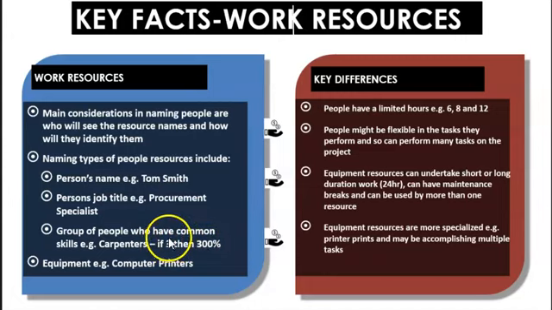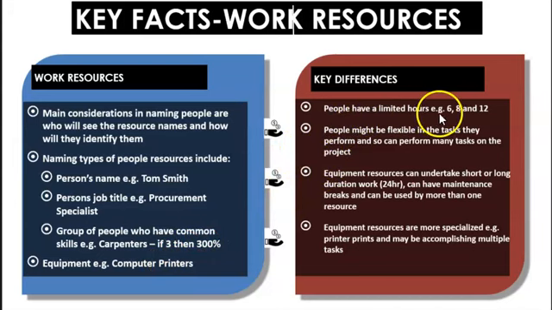Now, if you have laborers, you would not want to identify each laborer by name. So this is where you use the group. And the other type of work resource is equipment, for example, computer printers. So what are some of the differences?